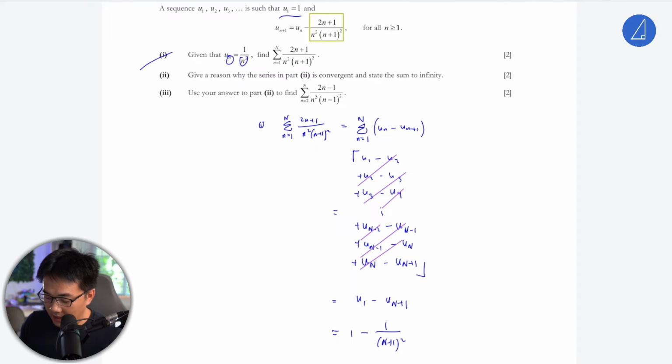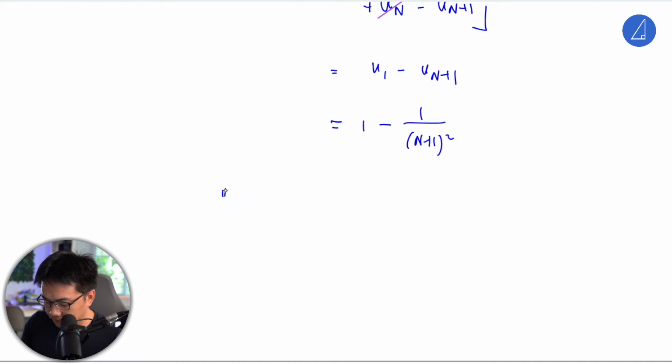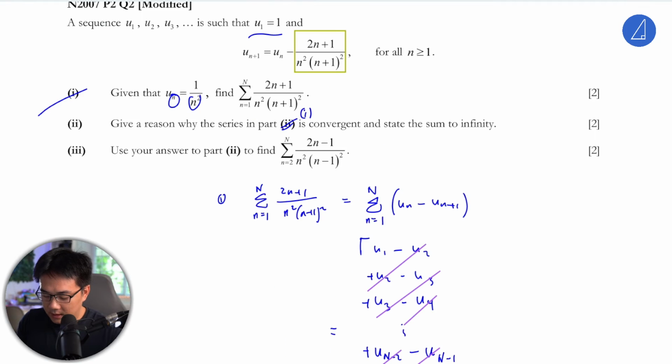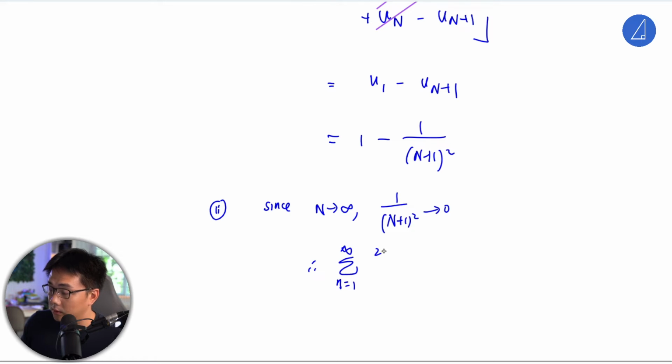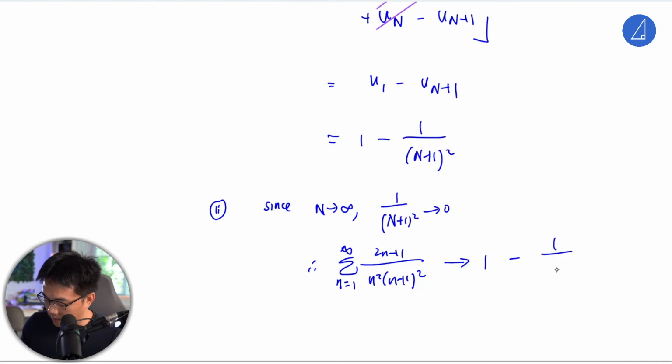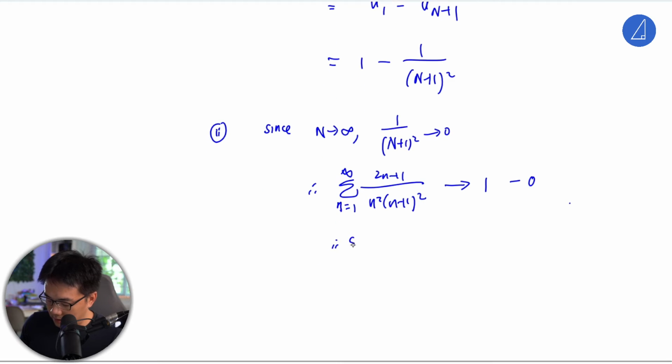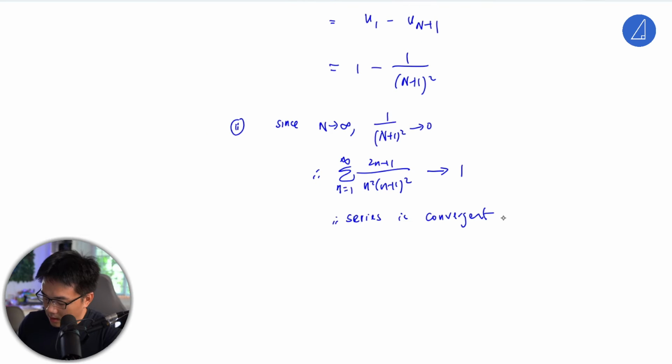First part done. Second part, give a reason why it is convergent and state the sum to infinity. So part 2 is convergent since as n goes to infinity, we know that 1 over (n plus 1) squared goes to 0. So hence the summation series from n equals 1 to infinity will tend to 1 minus 0, which is 1. So hence the series is convergent, and the sum to infinity is 1.